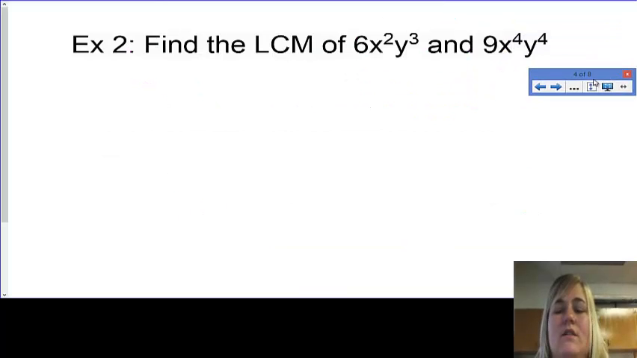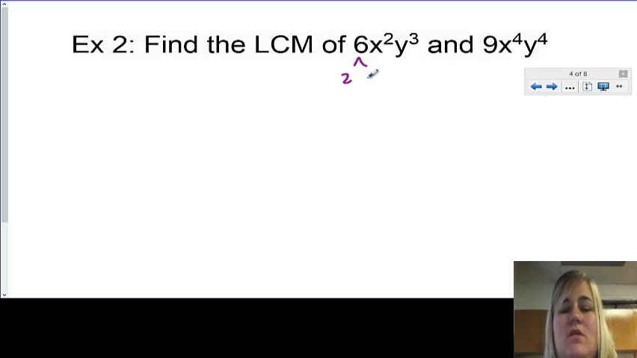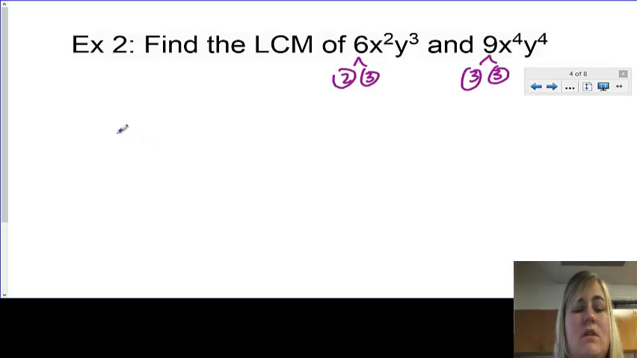Alright, now we get to do the more fun stuff. Alright, so the least common multiple of 6x squared y to the third and 9x to the fourth y to the fourth. So 6 splits into 2 times 3, those are both primes. 9 splits into 3 times 3, those are both primes. So I'm going to list them out.